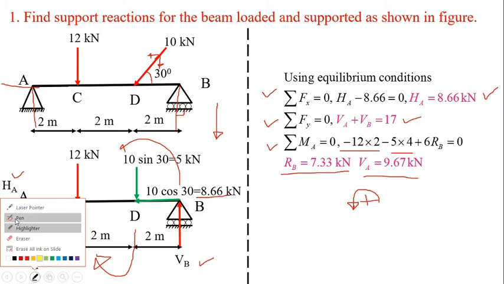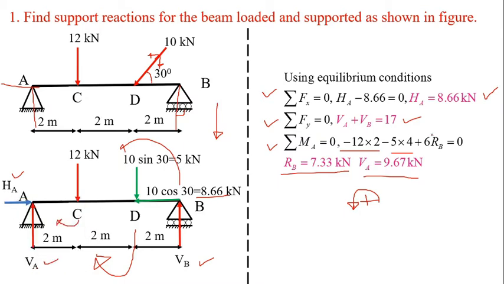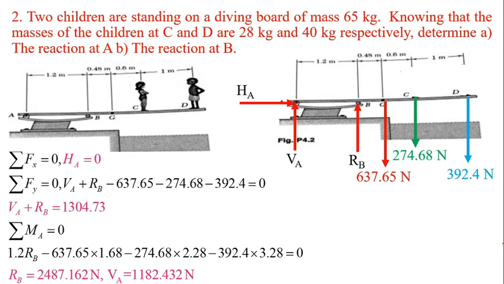Now, here we have positive answers for all the unknowns. Our VB is equal to 7.33, positive. It means that our assumption for the direction of VB is correct. VA is 9.67, means our assumption is correct. So, in this way support reactions for a simply supported beam can be calculated. Now, let us switch over to the second problem.